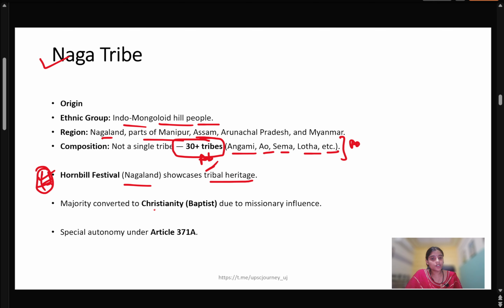The majority converted to Christianity due to missionary influence. Like the majority of this Naga tribe has converted to Christianity. Special autonomy they have under Article 371A. So they have special autonomy under Article 371A.